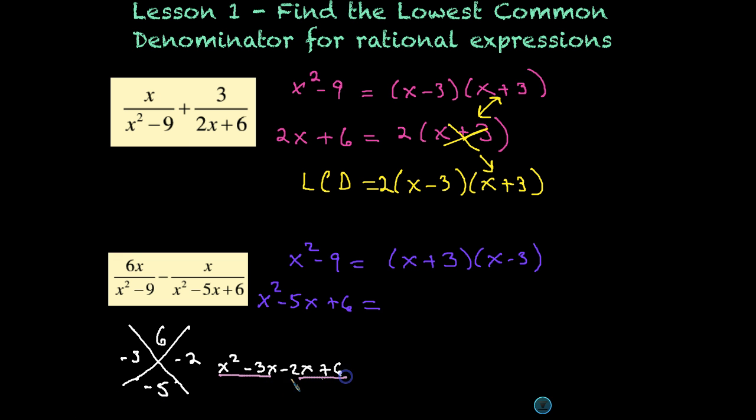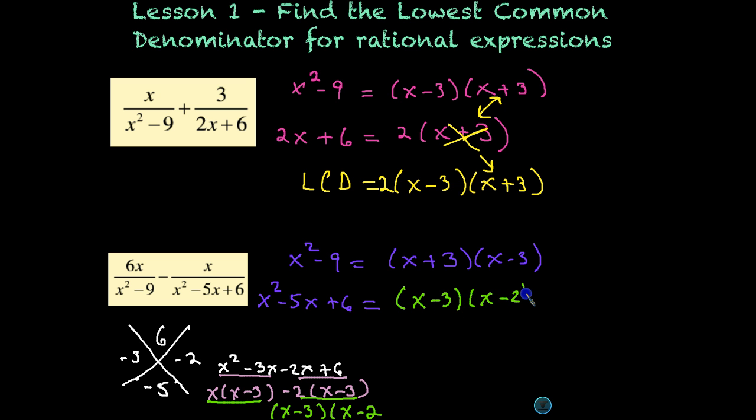First group, second group. We can factor out an x and get x minus 3, and in the second group we can factor out a negative 2 and get x minus 3. And then for our final group, we have x minus 3, which is in both. We can pull that out and we're left with x minus 2. So we have x minus 3, x minus 2, which is the factorization of this quadratic. Okay, we are almost done.